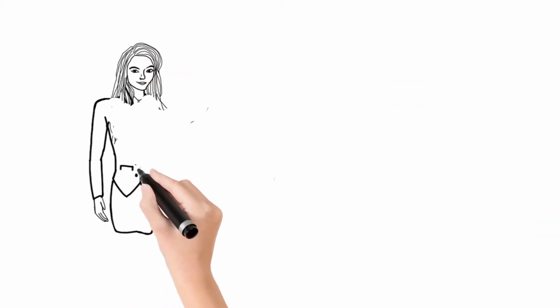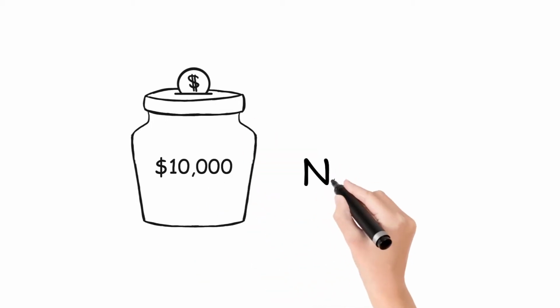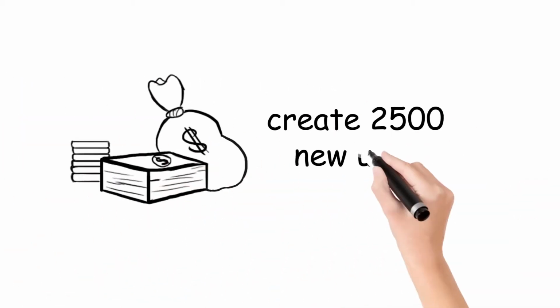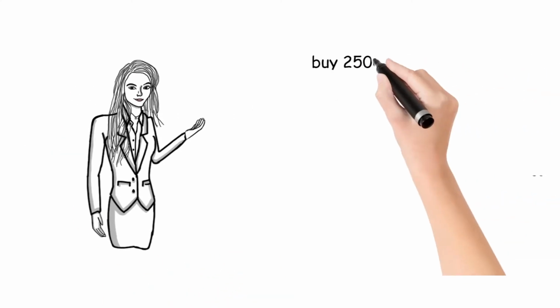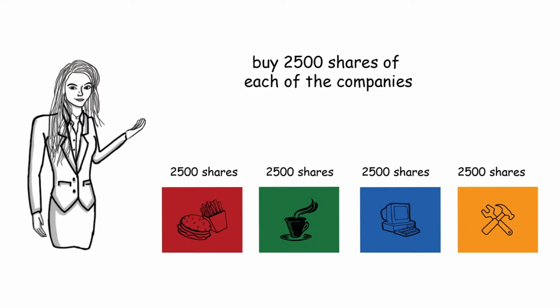So in open-end mutual funds, everyday people are allowed to buy or sell at NAV. So if someone invested $10,000 and NAV was $4, the mutual fund would create 2,500 new units and go out and buy 2,500 shares of each of the companies they already owned.